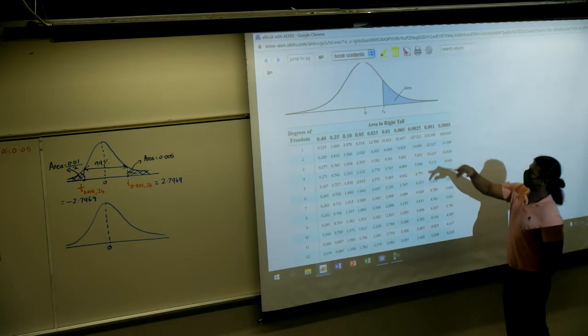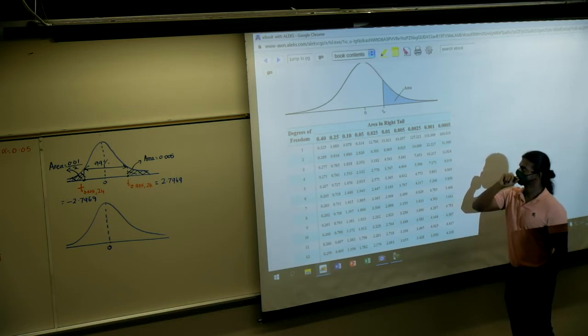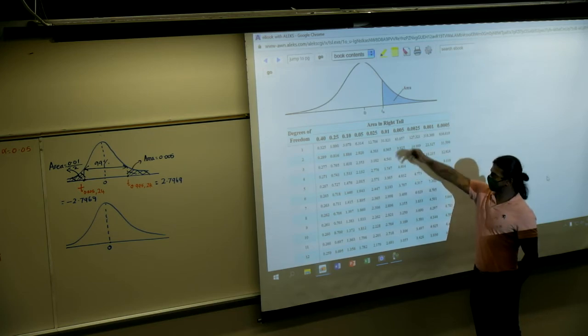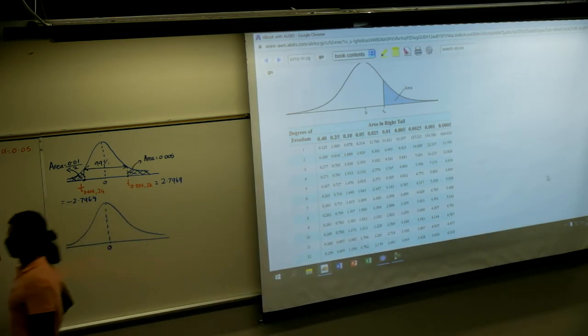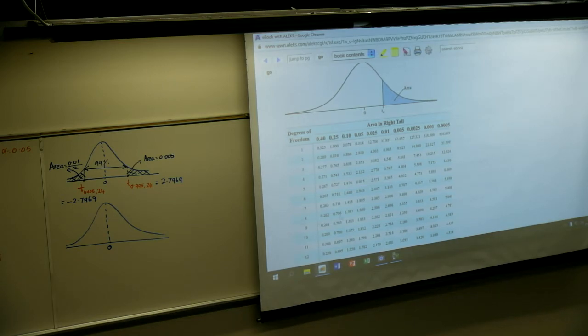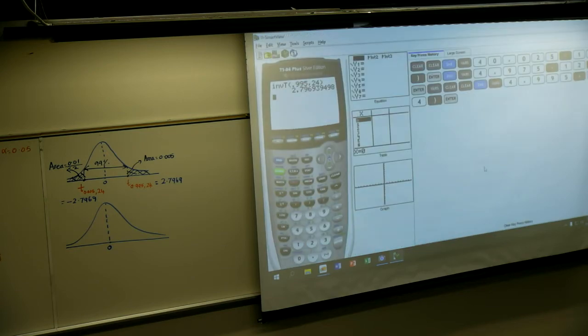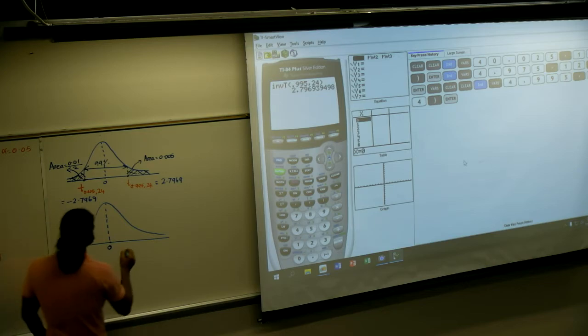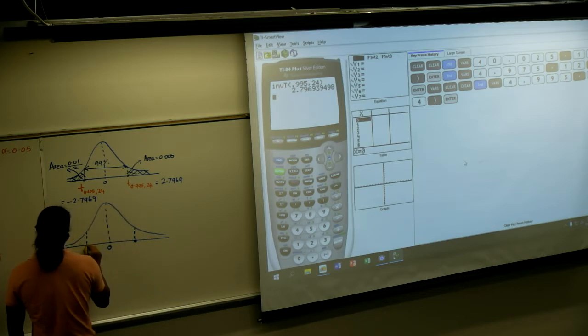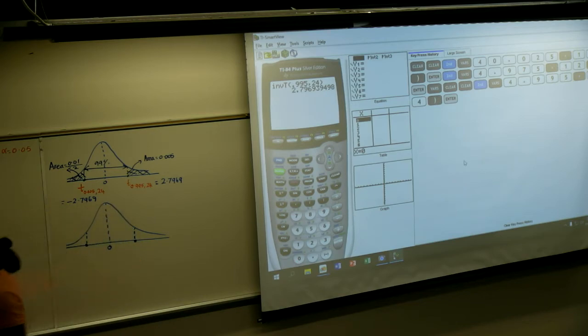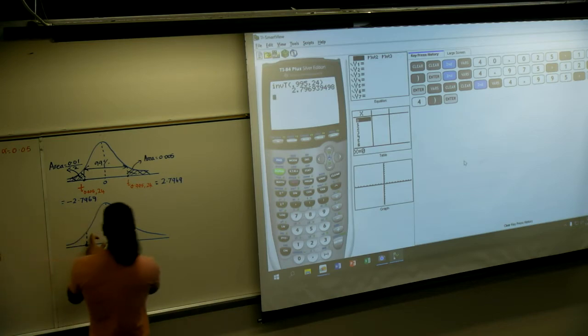Let's see. Which column should we pick? 0.005, and then we've got to go down and find 24. Good, 2.797. Okay. Last case, we have a confidence level of 0.9, which would imply what percent would we have right in the middle?